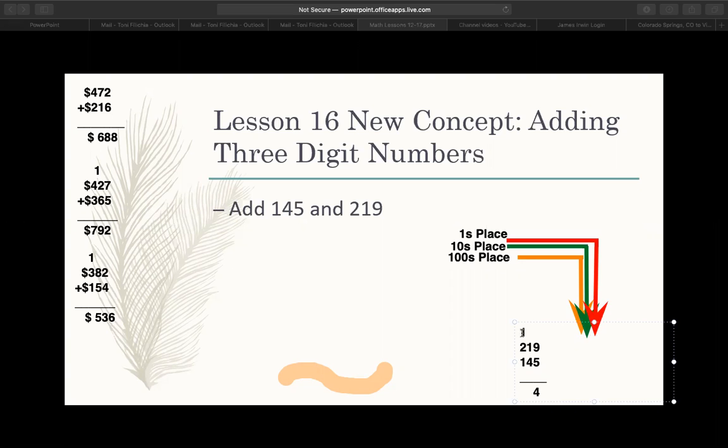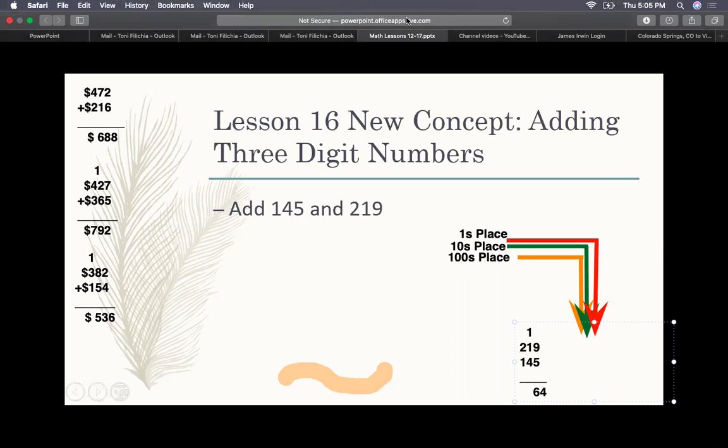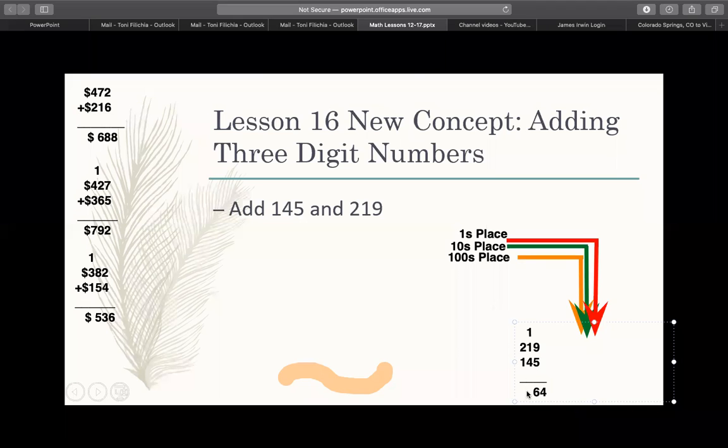Put our 1 in our tens place. 1 plus 1 plus 4. What is 1 plus 1 plus 4? It is 6. And finally, looking at our hundreds place, 2 plus 1. What is 2 plus 1? 3. So our sum for 219 plus 145 is 364.